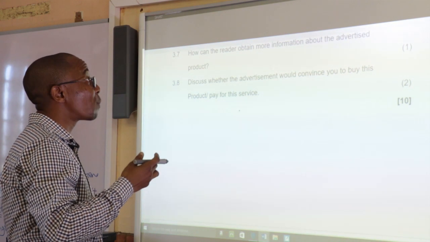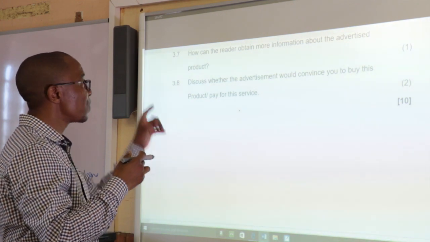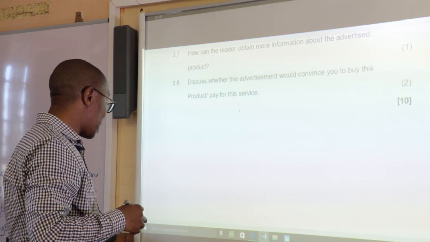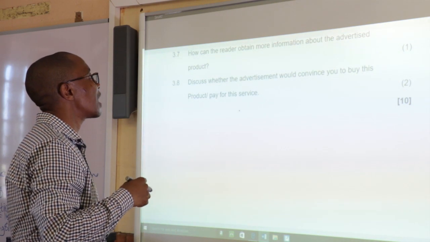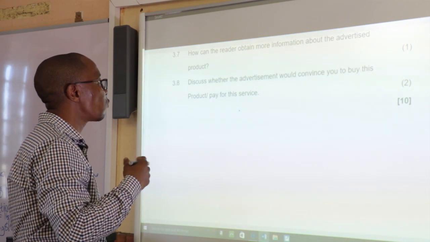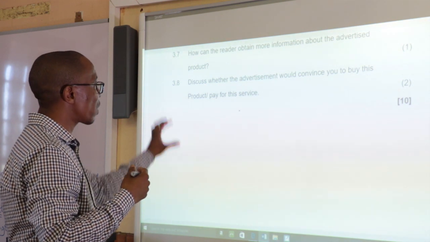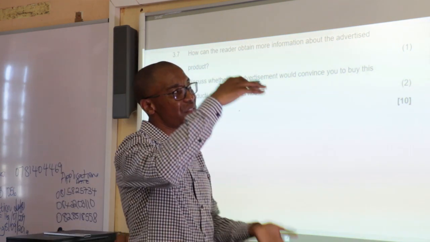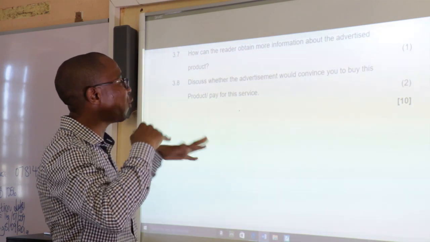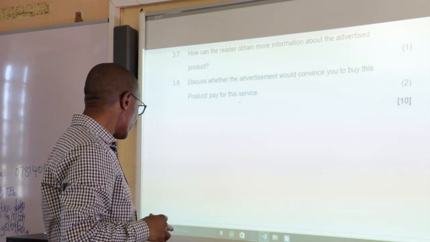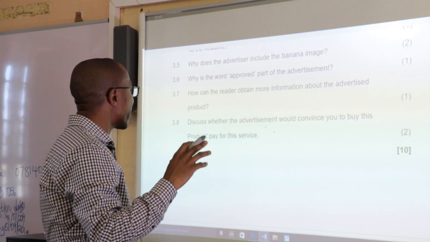How can the reader obtain more information about the advertisement? So the information is there. So there is a website and other things. Discuss whether the advertisement would convince you to buy this product. So if you look at these questions out of 10, they are different levels. So it's 40, 40, 20. If you look at them slightly so.